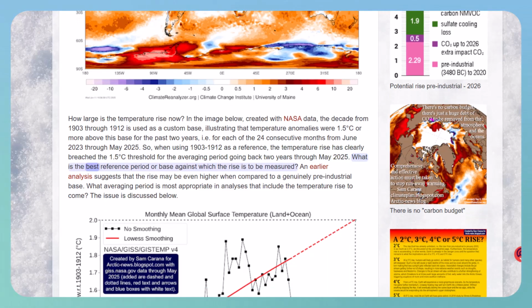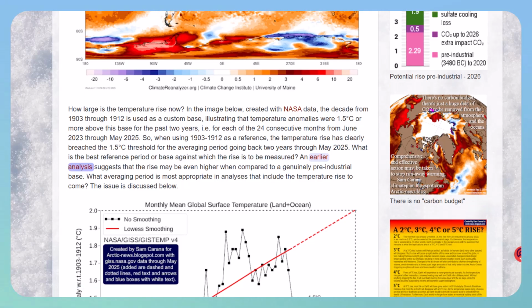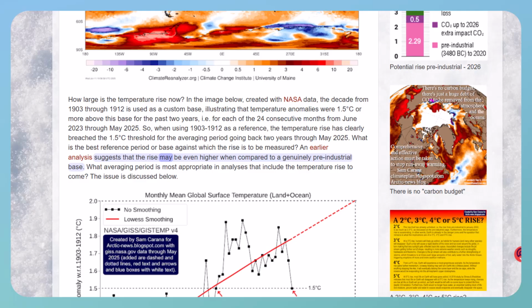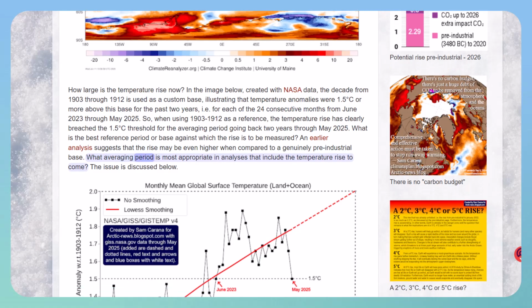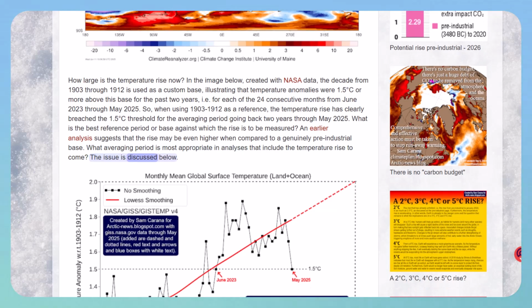What is the best reference period or base against which the rise is to be measured? An earlier analysis suggests that the rise may be even higher when compared to a genuinely pre-industrial base. What averaging period is most appropriate in analyses that include the temperature rise to come? The issue is discussed below.